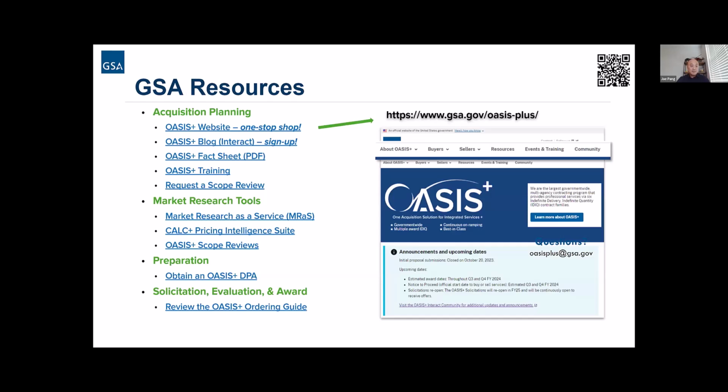All right, and lastly, I want to share this slide with you. This is a slide that has the additional resources for you folks. And once again, you'll have access to the slide deck, and all these resource tools that you see here are something that you can access. And if you have any questions that are unique to your organization or your acquisition requirements, please don't hesitate to email us at oasisplus@gsa.gov.